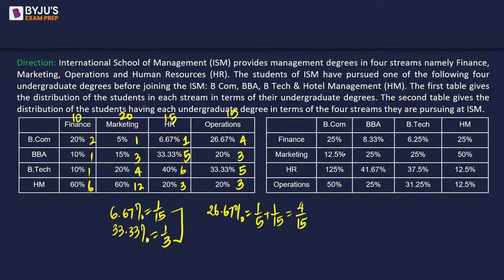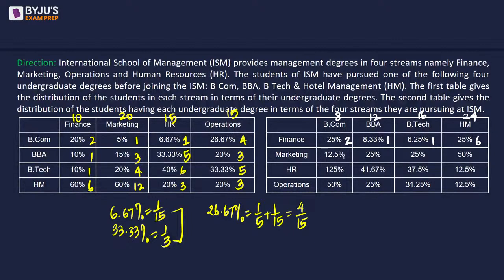Now once we have put in the values under finance, the finance in BCom is 2, finance in BBA is 1, finance in BTech is 1, and finance in HM is 6. Now if you use this, so 25% is 2, so total BCom is 8. 8.33% of BBA is 1, so total BBA is 12. 6.25% is 1, so total BTech is 16. And 25% represents 6, so 100% will be 24.